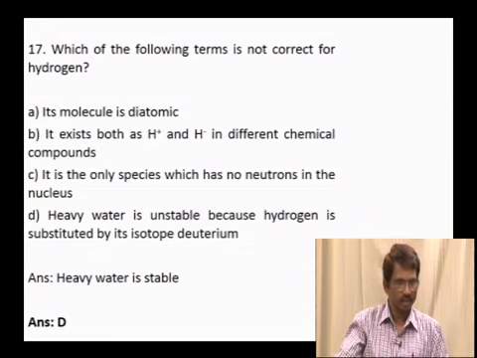That is also a correct statement. And option D, which says heavy water is unstable because hydrogen is substituted by the isotope deuterium. This is incorrect, heavy water is more stable than H2O, and option D is the incorrect statement, and therefore becomes the correct answer for question number 17.